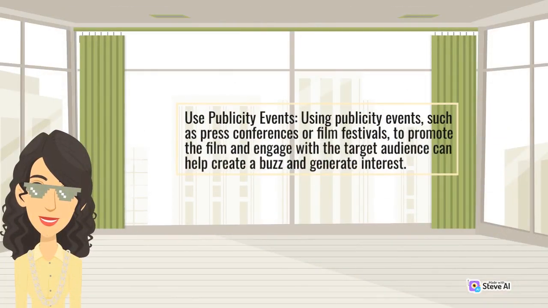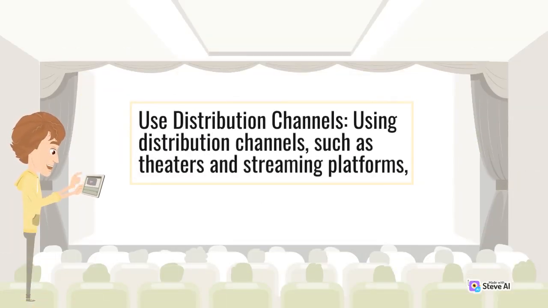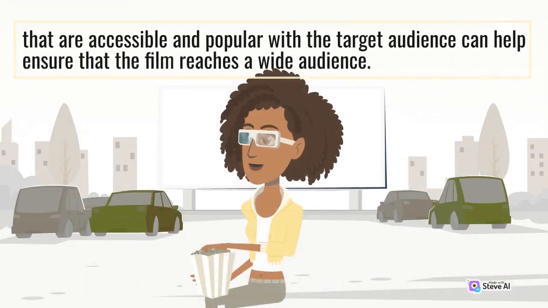Use publicity events. Using publicity events, such as press conferences or film festivals, to promote the film and engage with the target audience can help create a buzz and generate interest. Use distribution channels. Using distribution channels, such as theaters and streaming platforms, that are accessible and popular with the target audience can help ensure that the film reaches a wide audience.